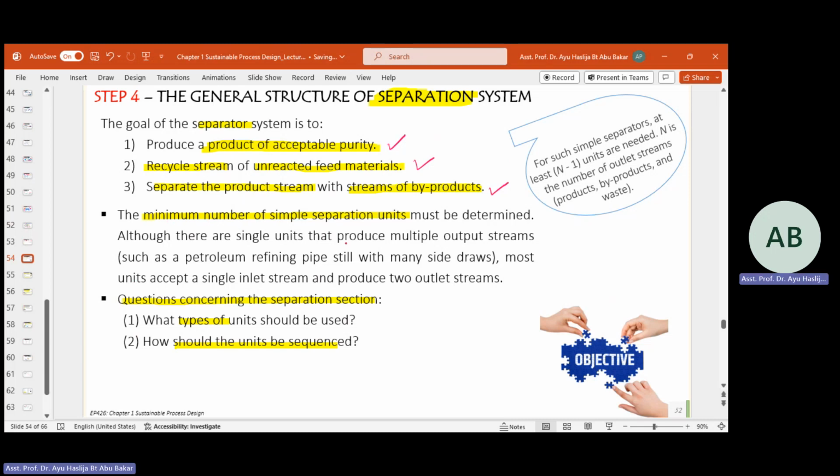The minimum number of simple separation units must be determined. Simple separation units: perhaps you need a filter cake to separate the water and the solid, the sludge. Perhaps you need an evaporator to remove the water in your mixture. Okay.